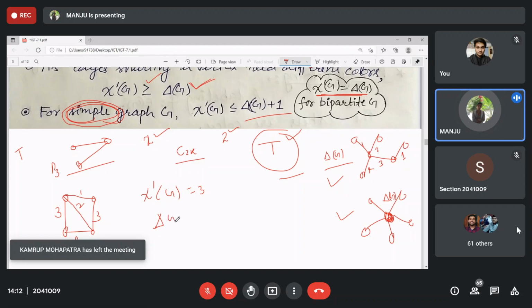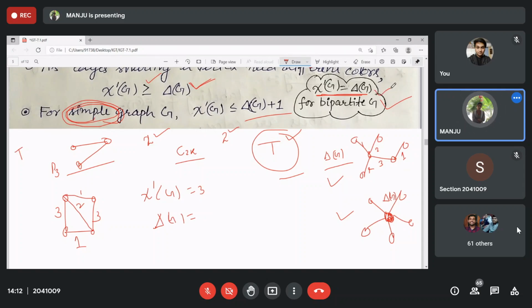So if someone says that this equality holds only for bipartite graphs, it's not true, right? For bipartite graphs, we are sure that it will be equal. But there are non-bipartite graphs as well for which the equality holds. That means if this is equal, then you cannot say the graph will be bipartite. So if the graph is bipartite, then this equality holds.